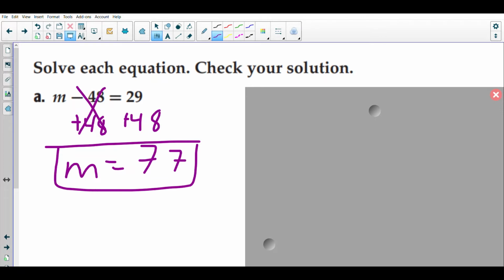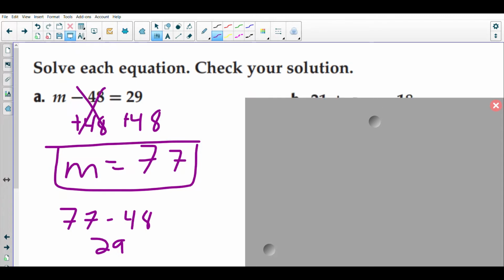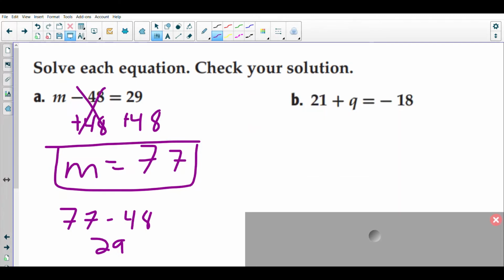And to check, we can do a simple 77 minus 48. Doing the math, that gives us 29. Okay, and we'll do another one over here: 21 plus q is equal to negative 18. So once again, now 21 is by itself. Now we have to look at what's in front of the 21. There's nothing in front of the 21, so it means a positive 21.